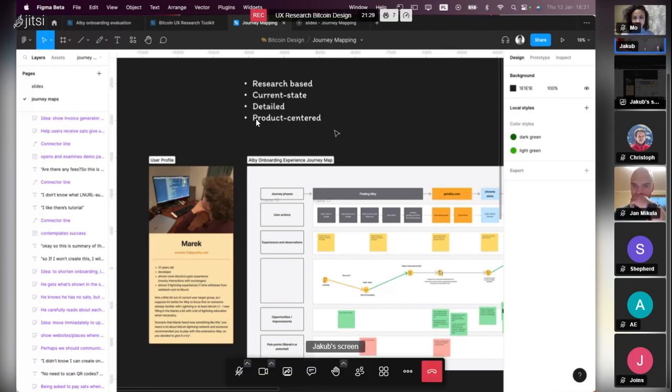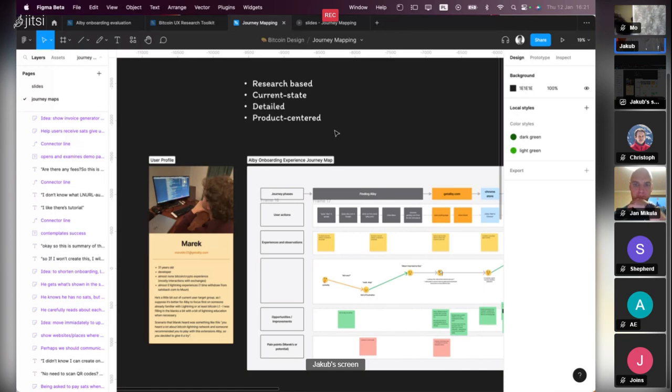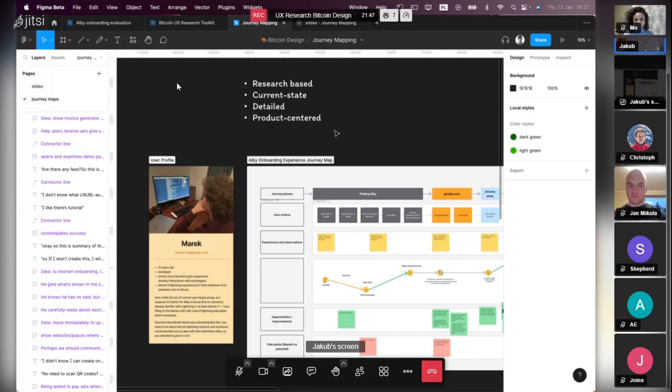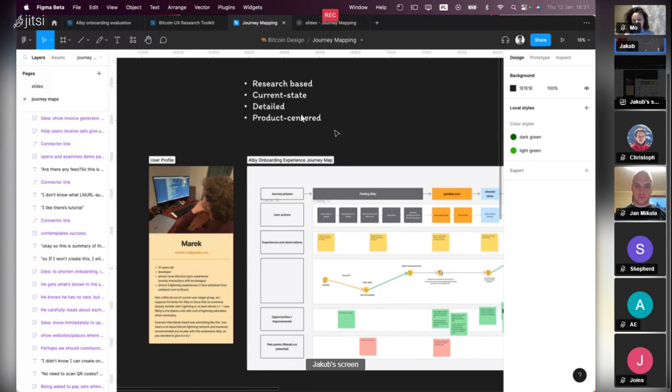So he started with Google, finding Alby. So it's a very guerrilla situation, but with a real person onboarding. And this is a current state map because it maps the current state of Alby's onboarding. It's a detailed map because it details a breakdown of users onboarding in a product. And it's product centered because it's only made of touch points with Alby.